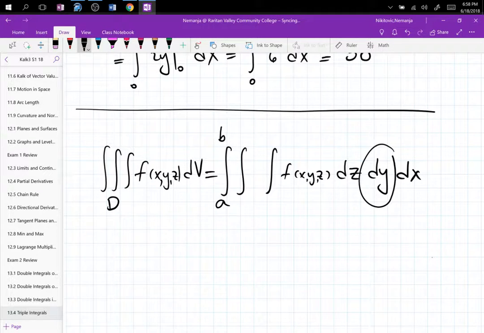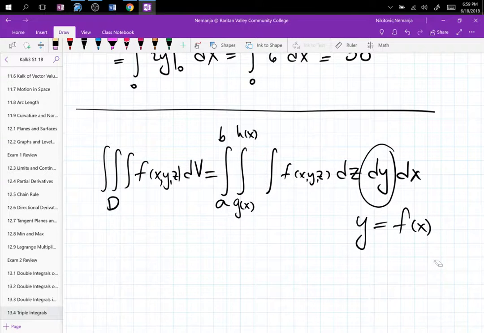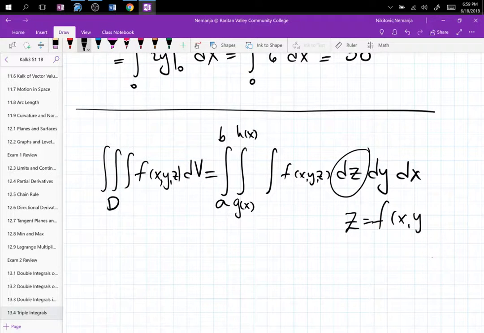Then we move one inside, and this is the y integral. Y is a function only of x, so I'm going to have g of x and h of x over here. Now, as you can see, these two actually constitute the double integral general region, right? It's the same. And then, as I move further in, z is a function of both x and y. So we call that capital G of x, y, and capital H of x, y.